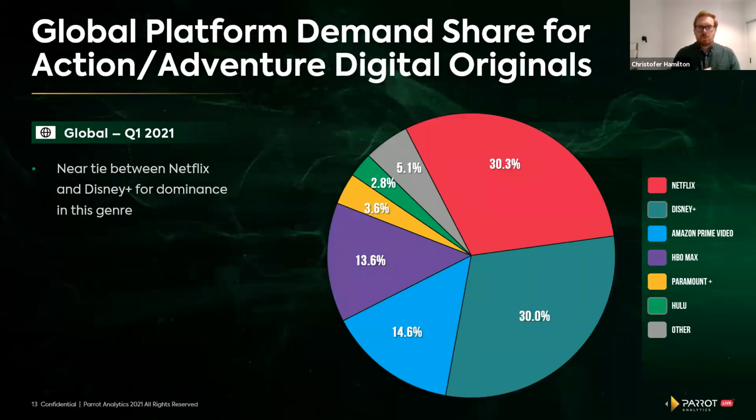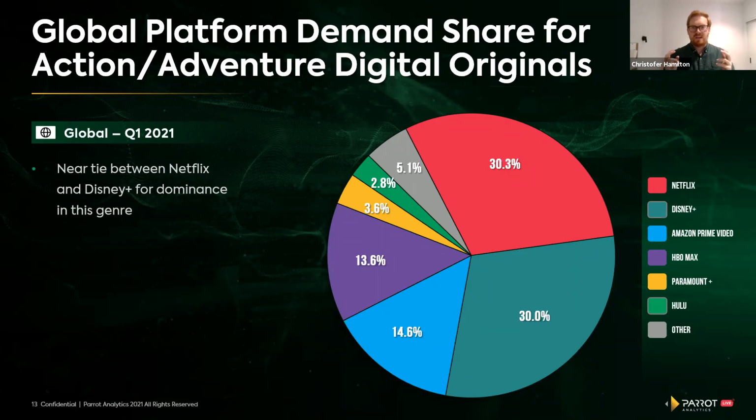And one of the things we do in this report, we don't just look at top-level global all shows. We drill into specific genres and see what's going on there. So here we're looking at, not this quarter, but actually Q1, the global demand for action-adventure original series. Now, I want to show how this looked in Q1 because you'll see that Netflix and Disney Plus were basically neck and neck, tied for the top spot here, both with about 30% demand share.